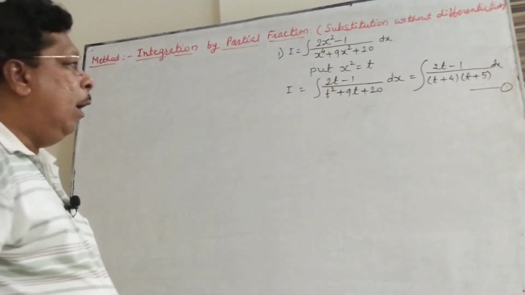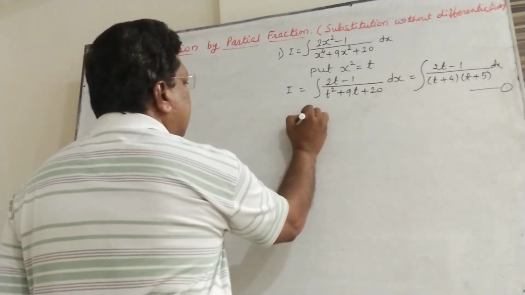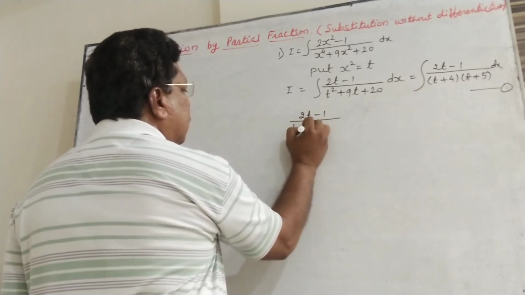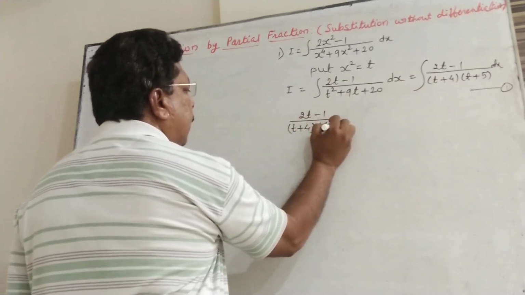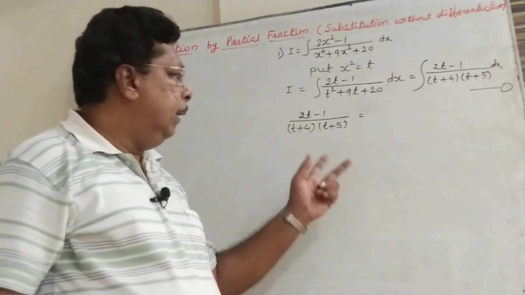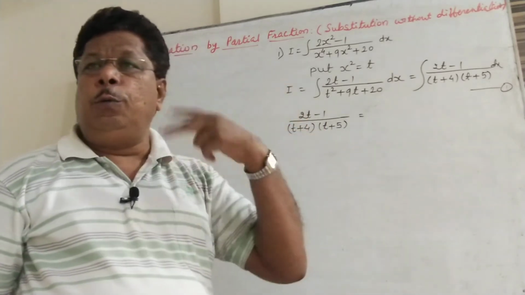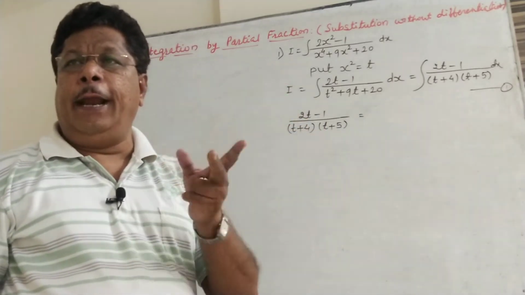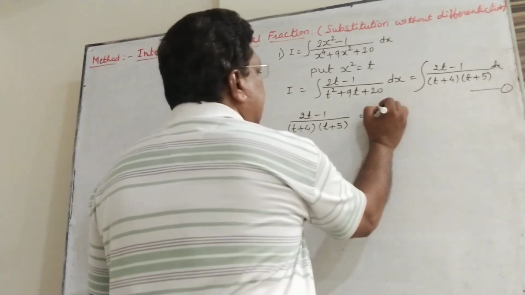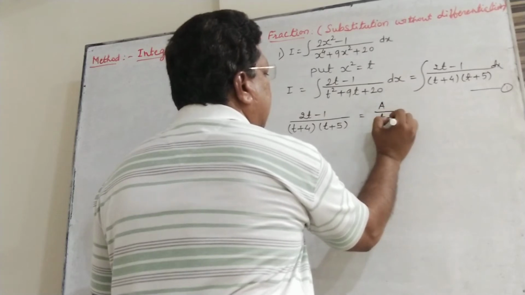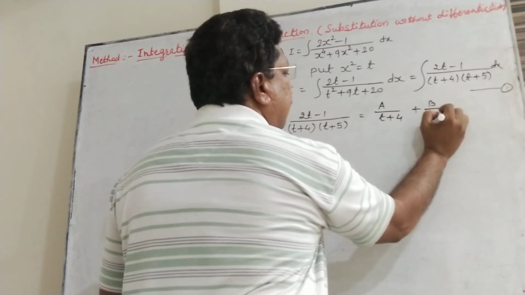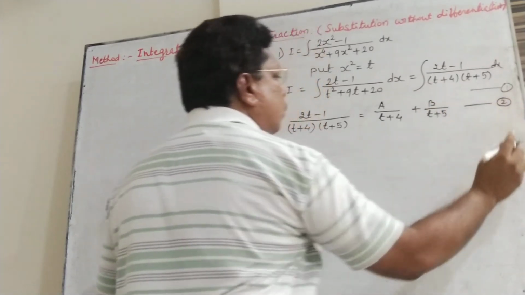Now take the term (2t minus 1) upon (t plus 4) into (t plus 5). Two factors are in the denominator. If two factors are there, use two partial fraction constants a and b: a upon the first factor plus b upon the second factor, that is a upon (t plus 4) plus b upon (t plus 5). Say this equation number 2.